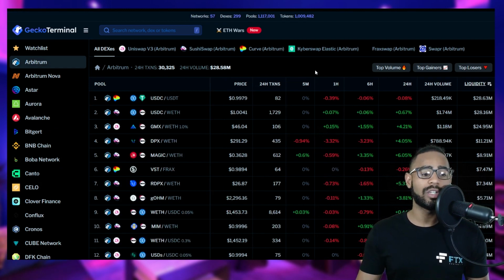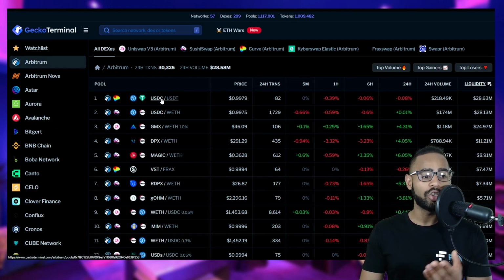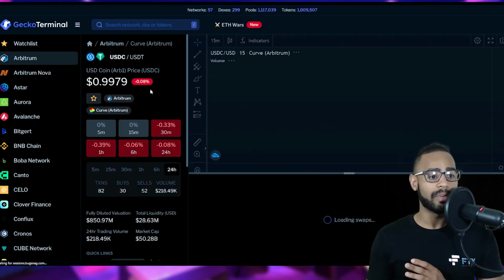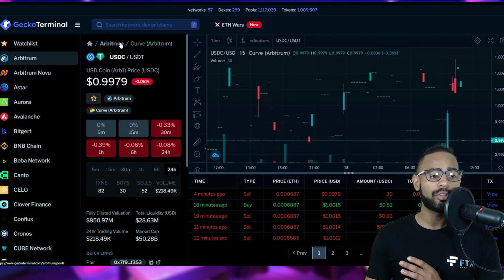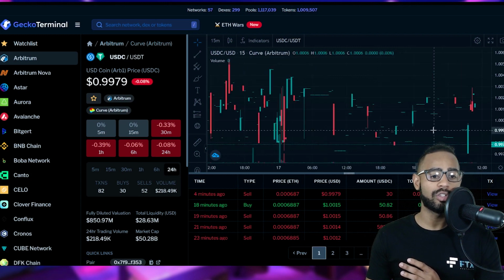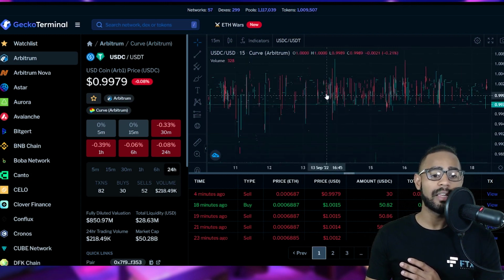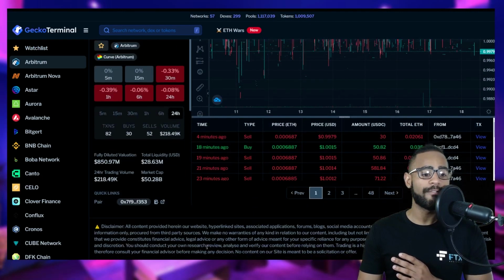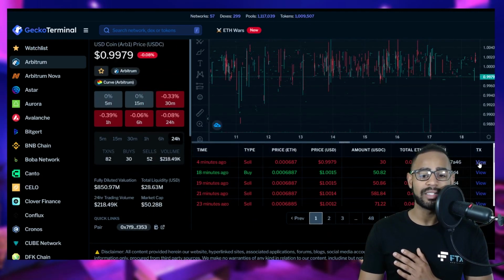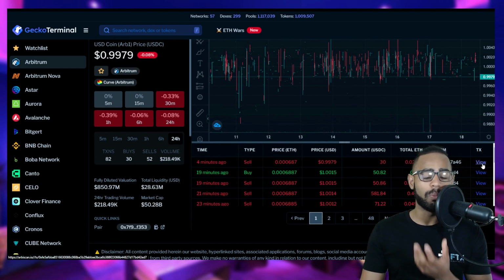What can you actually do, right? Let's say you want to look at the USDC and USDT wrapped pool on Arbitrum itself. So you can click on it, Arbitrum, the Curve smart contracts. You can zoom out all the way and see where the tokens are actually trading within this fine line here. You can see a few more information, such as the last transactions. You can view it on the actual blockchain explorer.